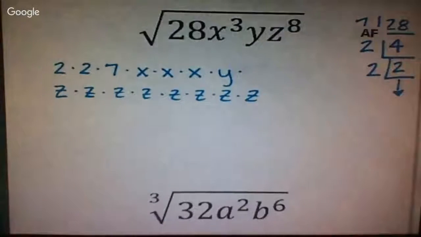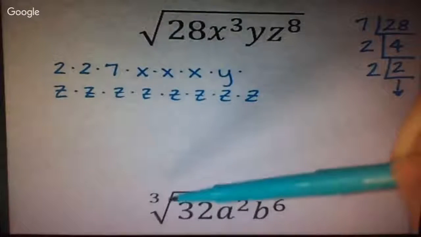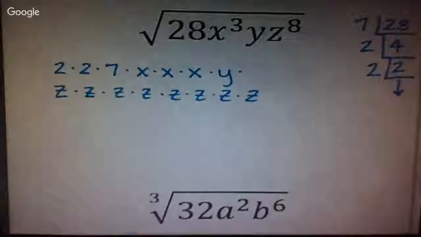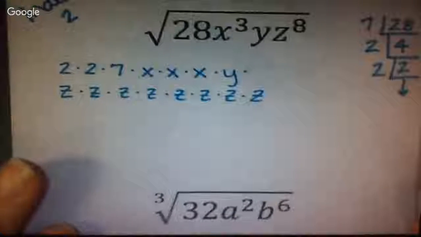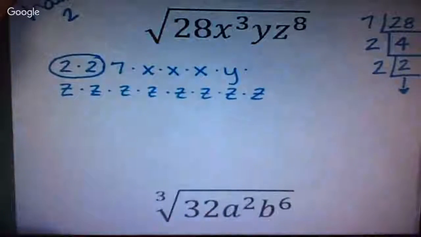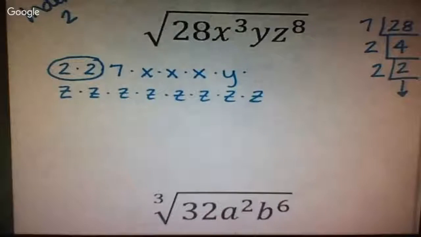If you look at this example, what is my index? Remember, if your index is not written, down here my index is a 3. It's written. Up here there's nothing written, so it's an automatic 2. So my index is a 2. So what that tells me is once I break it all down into its prime factorization, I'm going to circle in groups of 2. So watch what I do. I've got 2 2's, so they can be circled. I only have 1 7, so I skip it.